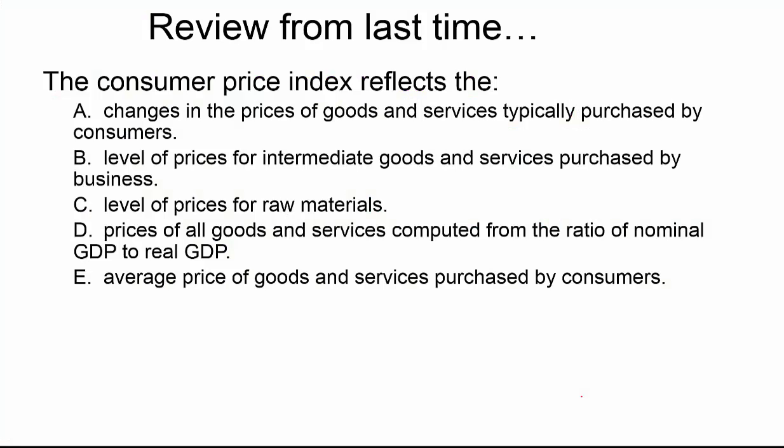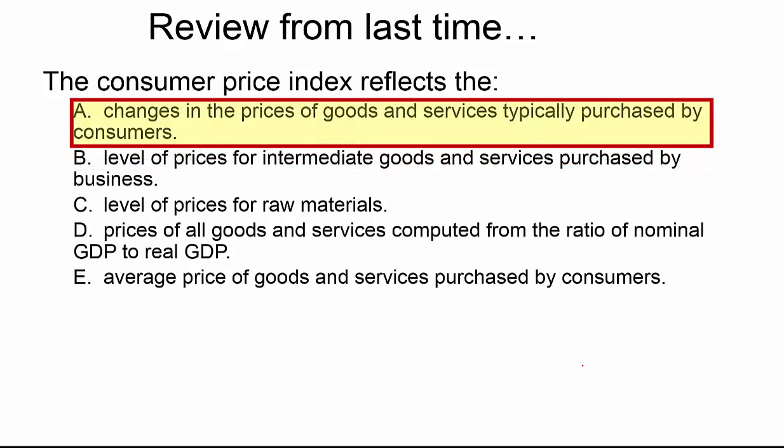Alright, so a little review from last time. If you feel very comfortable with last time, you can skip ahead to the meat of the subject. Anyway, the Consumer Price Index reflects the, let's see, what is the right answer? A, changes in the prices of goods and services typically purchased by consumers. Those purchased by businesses would be the PPI. Level of prices for raw materials, also Producer Price Index. Prices of all goods and services, that would be our GDP deflator. Not the Consumer Price Index. And I don't know what this last one means. It's just a distraction.